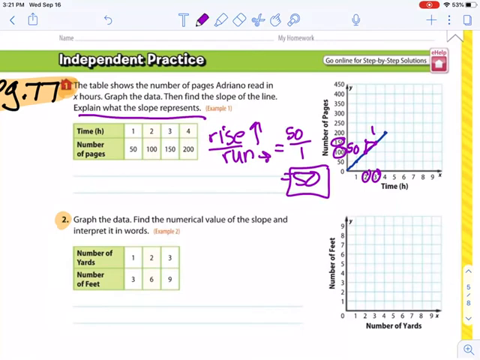And we also need to explain what it means. So the top number, the 50, comes from pages. The bottom number, the 1, comes from time. So this means 50, I guess I could write it here, 50 pages per hour. That's the representation. So as each hour passes, 50 more pages, I'm going to assume are being read.